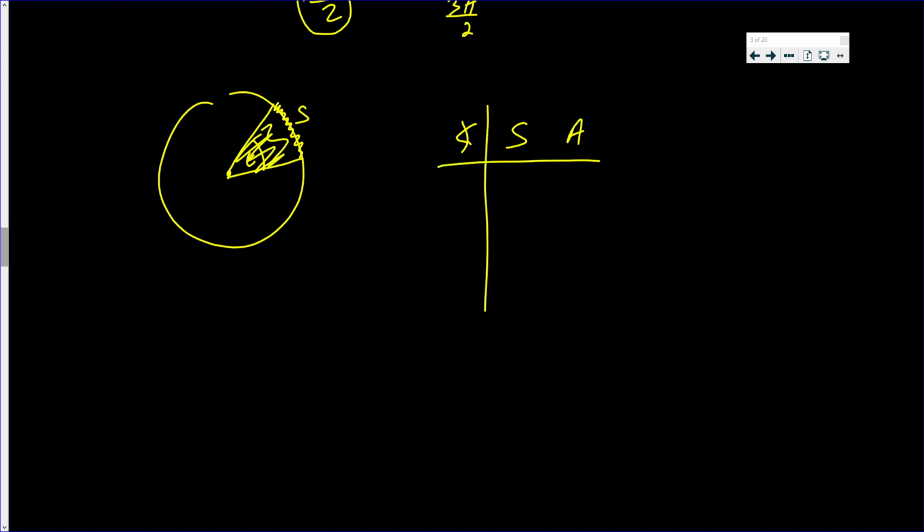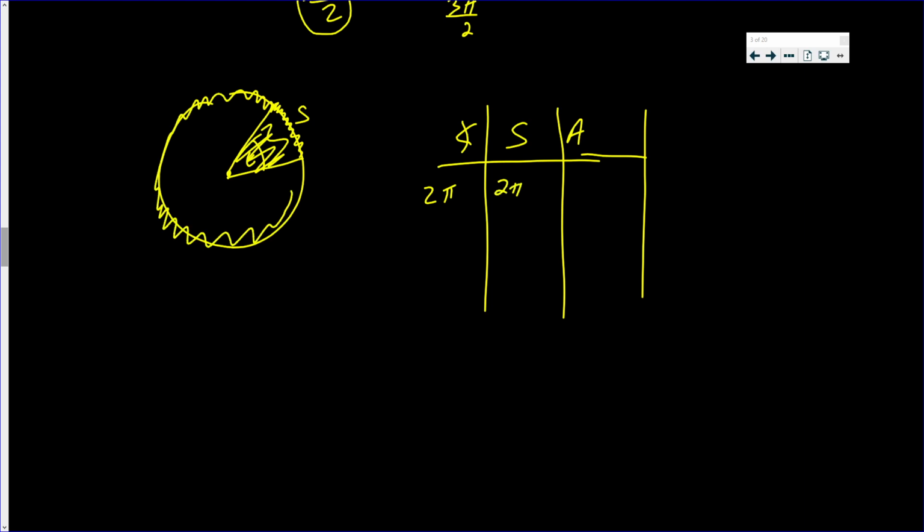Well, what we know is if the angle is 2 pi, that is the whole circle, then the arc length is all the way around. That's 2 pi times r. And the area, when the angle is 2 pi, is all of that, which is pi r squared.